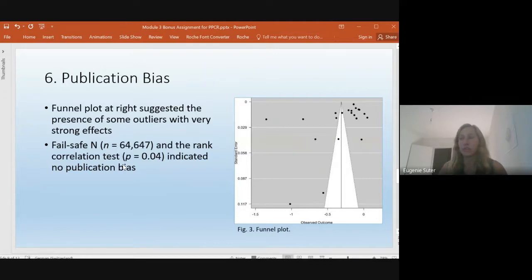However, they also used two other methods. They used an FSN, or fail-safe N method, and they used a rank correlation test. And both of those tests, in fact, indicated no publication bias. So I found this a bit difficult to interpret because the different methods did find different results on publication bias.